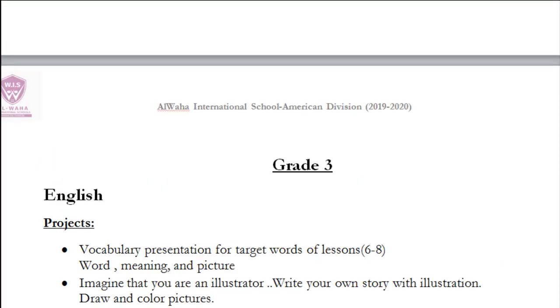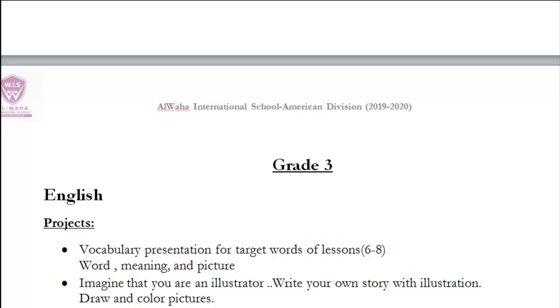The second option you have: imagine that you are an illustrator. Write your own story with illustration. Draw and color the picture. Whatever kind of story, whatever title comes to your mind, try to put this story on paper and try to draw and color some pictures.